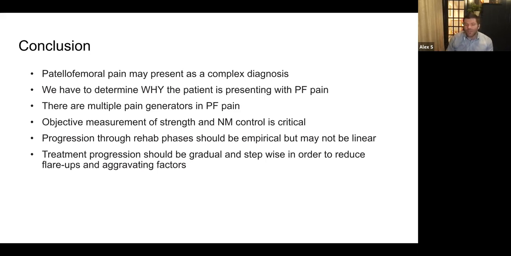And then you have to progress through your rehab, and these are empirical, but may not necessarily be linear. You may have to go back at some point. We do need to understand that it's a stepwise progression, it's a gradual progression, and there are aggravating factors along the way, but we as clinicians need to know, are we getting better? Are we not getting better? And to what degree are we not? So that we can make the appropriate conclusion of when do we back off or when do we push? And when do we say, look, I think there might be something else going on here.